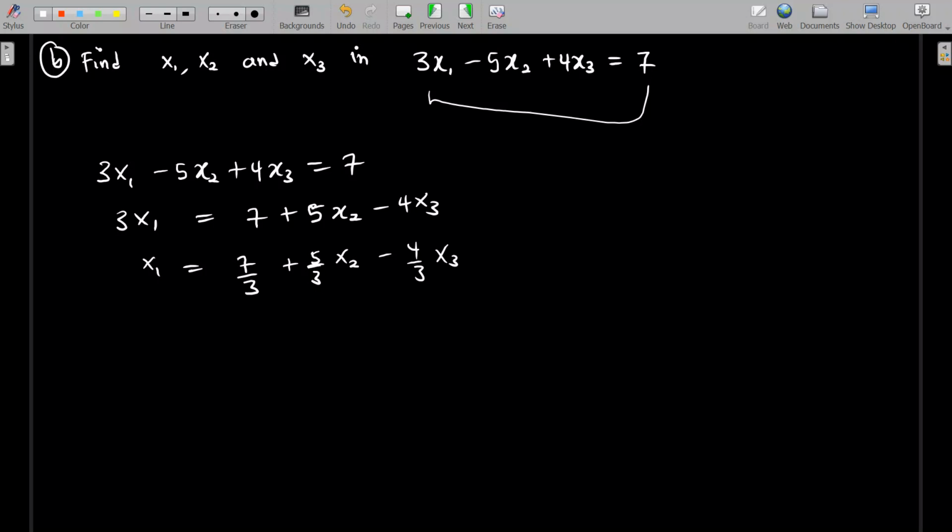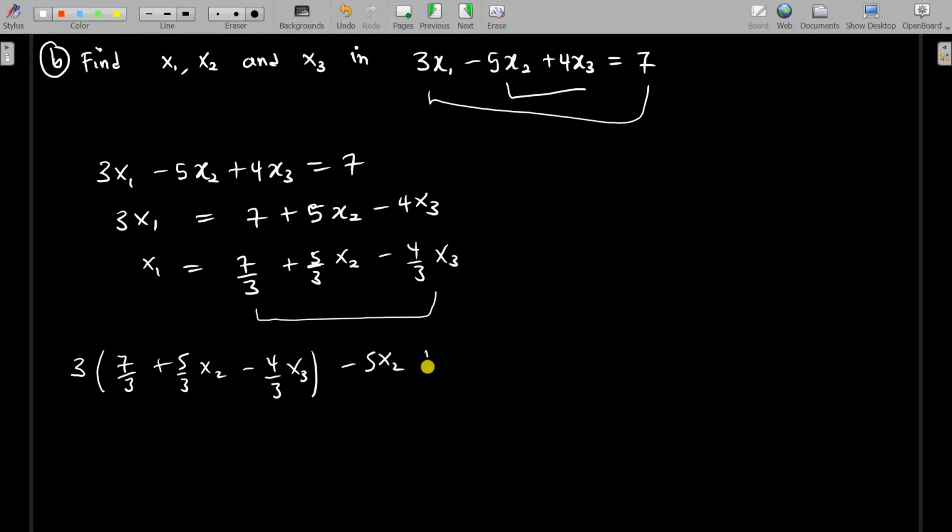And what this means is that if I put x1 to be this and put it in this equation, and sum everything, I'm going to get 7. And that should be the case. Because if I put x1 to be that, 7 over 3 plus 5 over 3 x2 minus 4 over 3 x3, then I'm going to add these terms, 5x2 plus 4x3. What will I get if I distribute 3 throughout?